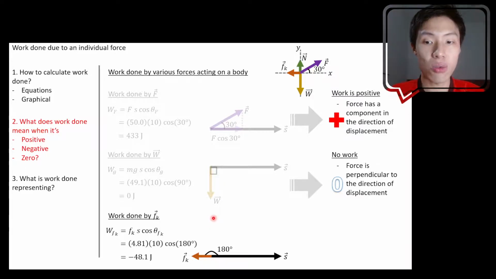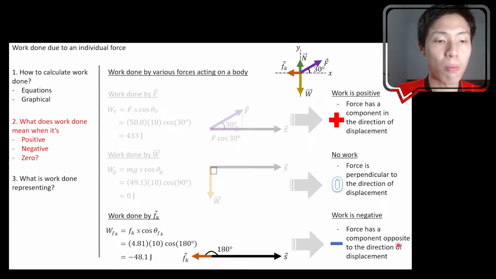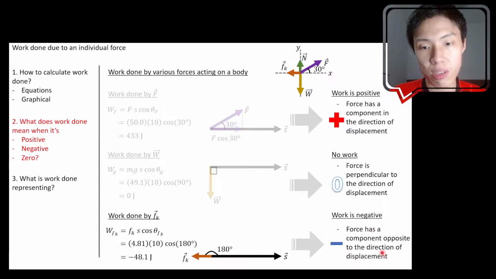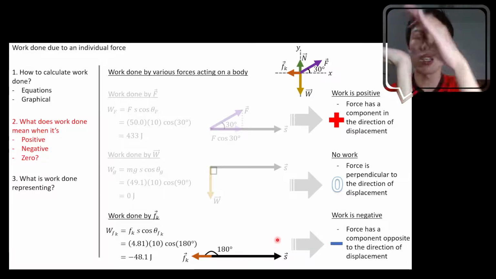So in that situation, you will see that the cosine will generate a negative value, therefore causing your work to be negative. So your work done is negative if your force has a component opposite to the direction of displacement. As you can see over here, this force is not parallel with the displacement. But the component of the force over here is in the opposite direction to the displacement.